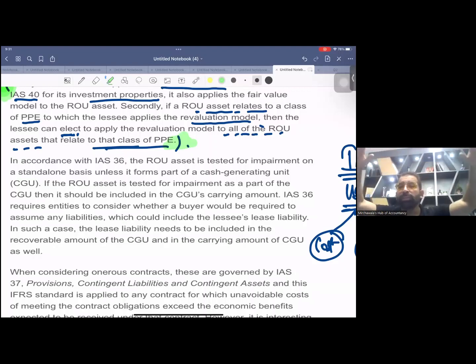So what we do, we make the smallest group of assets, and we calculate the recoverable amount for that smallest group of assets that generates independent cash flows, and we call it a cash generating unit. I'm sure you know this. Right? So this is what IAS 36 is saying.